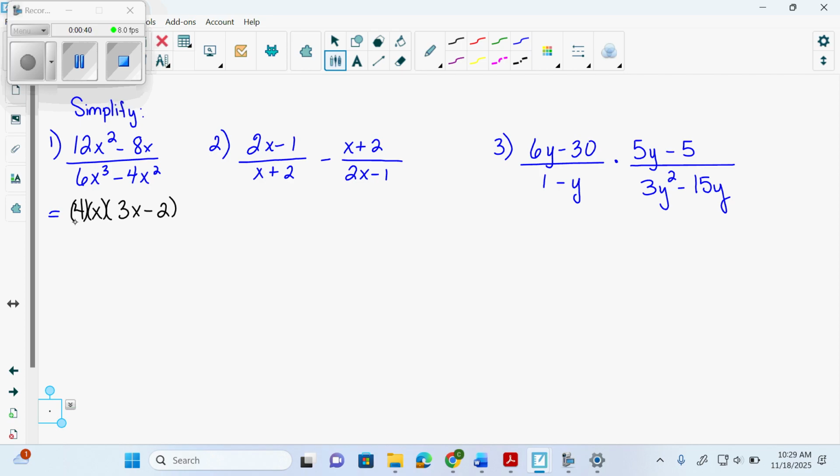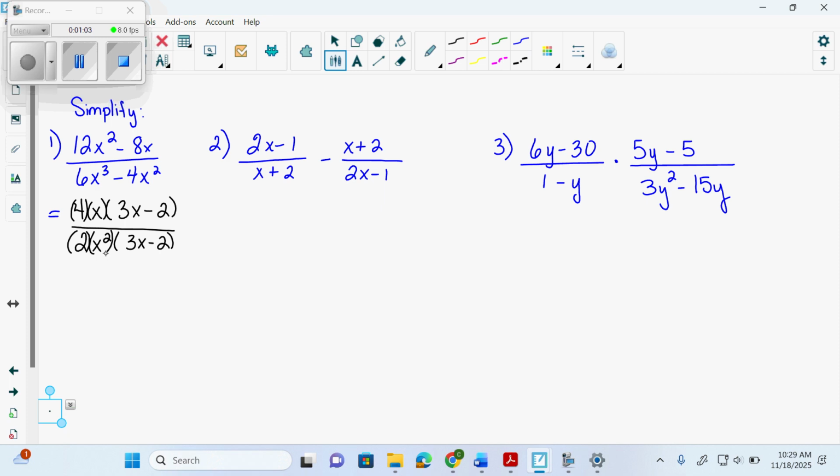We're watching, right? Okay. The denominator, what can I take out of 6x cubed and 4x squared? A 2 and an x squared. 6x cubed divided by 2x squared is 3x. Minus 4x squared divided by 2x squared is 2. This 2x squared is a monomial because whatever you GCF out is a monomial.